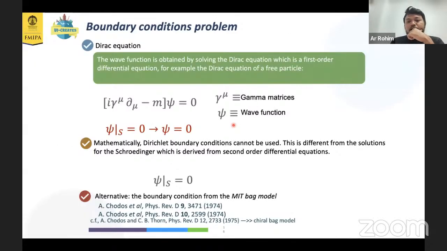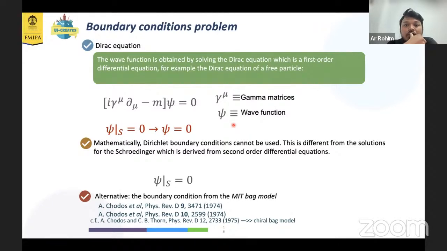So before we go further, when we discuss the non-relativistic particles in an infinite potential well, we can use the Dirichlet boundary conditions of the vanishing wave functions around the boundary. However, when we consider the Dirac equations, we cannot use the Dirichlet boundary conditions.